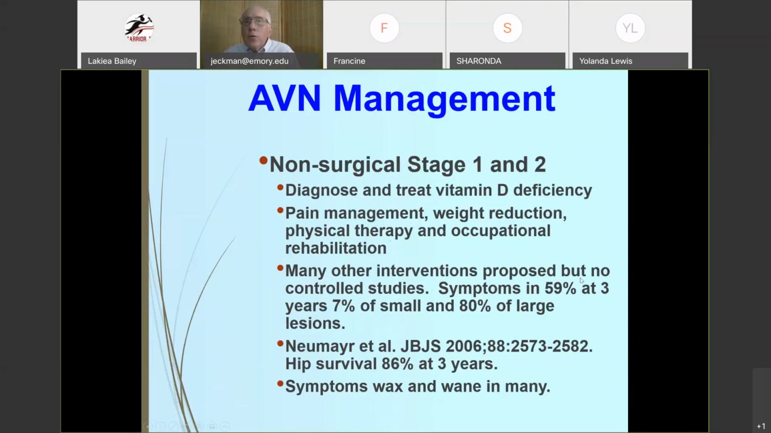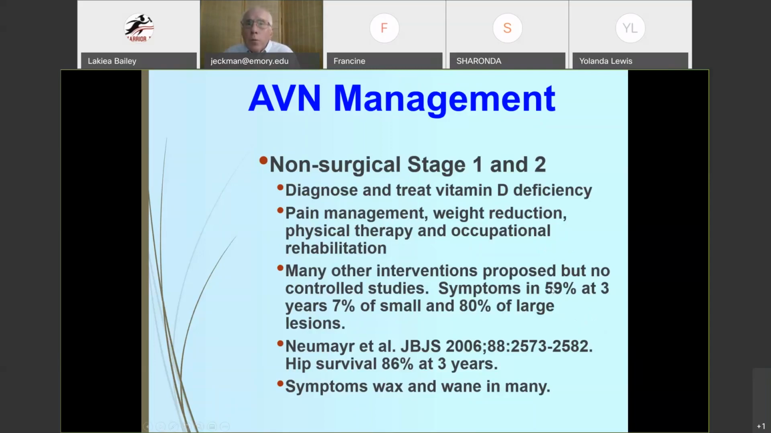There are many other interventions that have been proposed, but there are no controlled studies. And the problem here is severalfold. One is we don't have good studies, and so the treatments that we have are quite limited. The other important thing, though, is that very often with the medical management that we've talked about already, you can prevent the symptoms from getting bad enough so you have to do anything more.